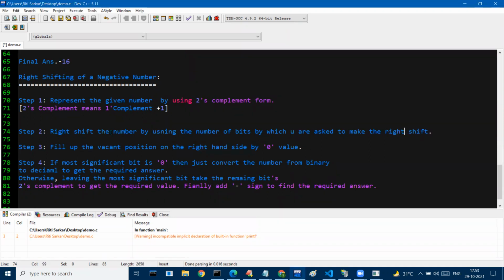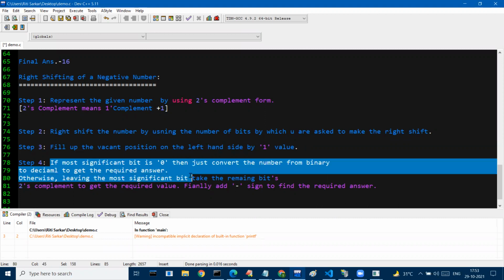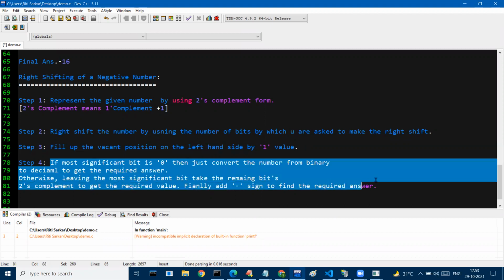right shift. Fill up the vacant position, this time not on the right hand, but on the left hand. If you make a right shift, vacant positions will be created on the left hand side. If you are making a left shift, vacant positions will be created on the right hand side. Fill up the vacant positions on the left side not by 0 value, but by 1 value. The remaining stories are the same. If the most significant bit is 0, then convert it, otherwise same.